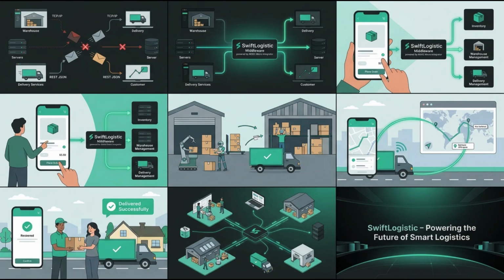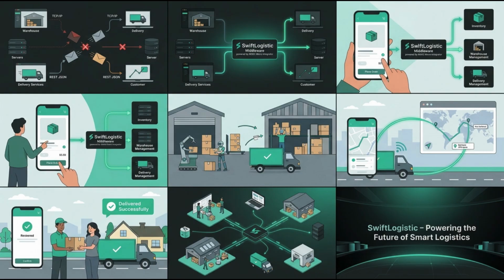Imagine a world where packages move fast, but the information about them moves even faster. But in reality, logistics systems are scattered. Different platforms, different protocols, different languages. In modern logistics, many systems need to communicate, but they were never designed to work together. This system heterogeneity creates communication barriers and makes integration complex.